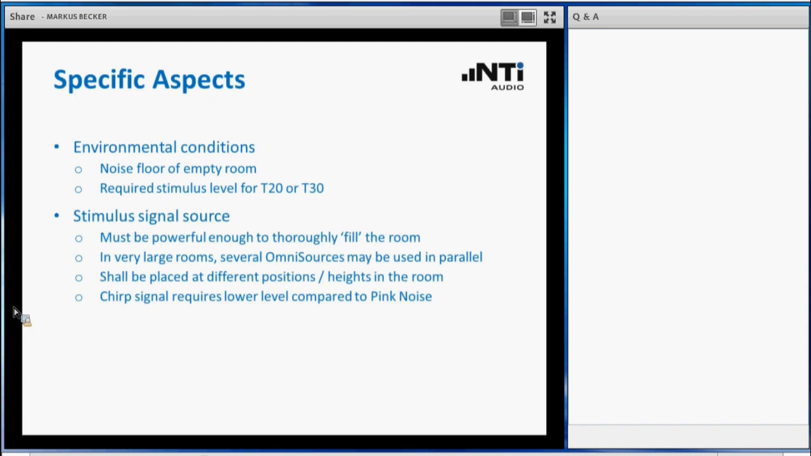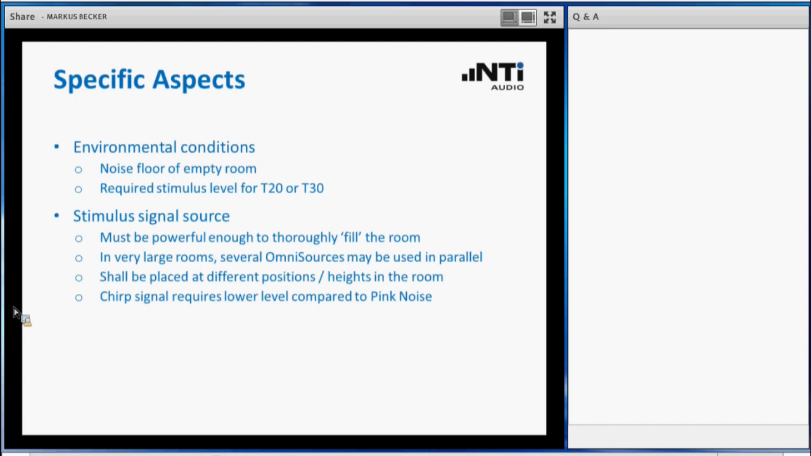Talking about the signal source, it must be powerful in any case, regardless which type of stimulus signal you generate. The signal source must be powerful enough to thoroughly fill the room with enough energy over the whole frequency bandwidth. And this may be quite challenging, especially when we talk about very large rooms. In such cases, you may use several omni sources, several DODECs that are installed in the room and that are driven in parallel with the test signal. In that case, keep in mind that these DODECs should be placed randomly over the room at different heights, different positions.